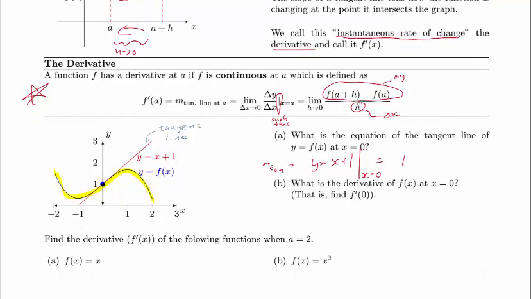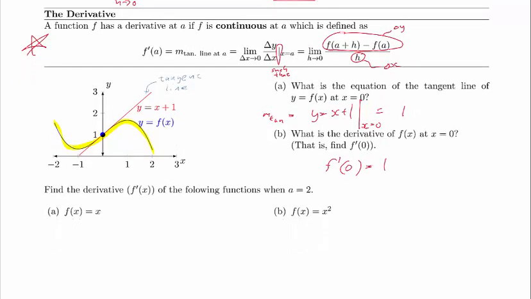Alright, so what is the derivative of f of x at x equals 0? That is, what is f prime at 0? Well, f prime at 0 is what we just found out before. It's 1. Okay, not too bad. So this should make sense to you. There are a few homework questions like this, so just make sure that you understand that the slope of a tangent line is the derivative of the function.